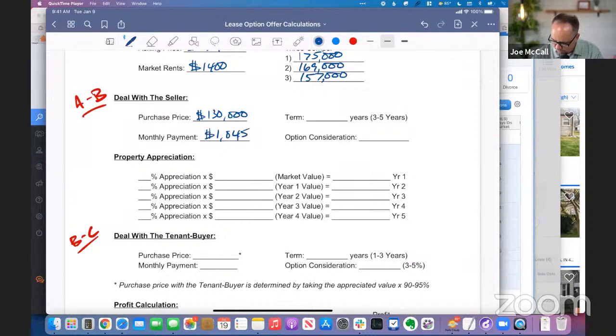By the way, do you think I'm going to send the rent to the seller or their bank? I'm going to send the rent every month to the mortgage company. Okay. Term, you agree to 5 years. Option consideration, I'm going to put down 1 month's rent, $1,500. Cool. By the way, is that refundable? Yes, it's refundable. Well, it's refundable when I buy the house.